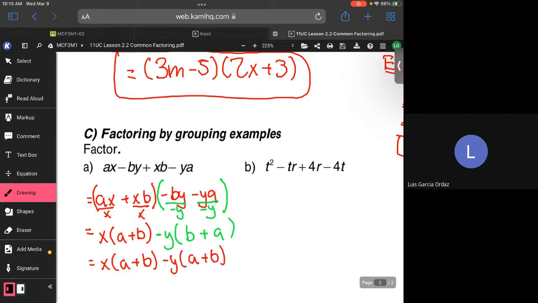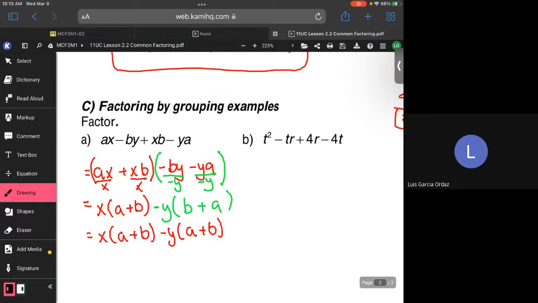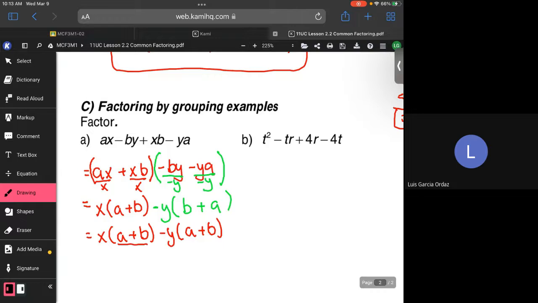Okay. So are both of my brackets the same now? Yes. So what's my factored form going to look like? X minus y times a plus b. Yep.